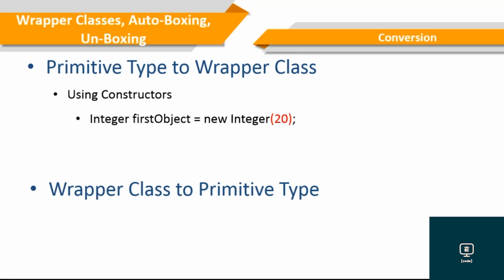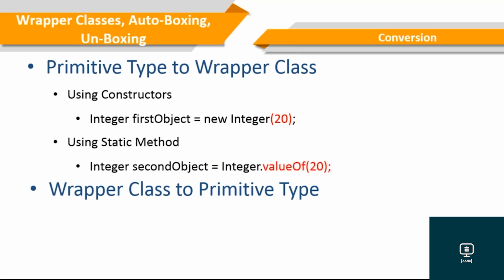The second way is using a static method of the wrapper class. As you see in the example, we use the valueOf static method of the Integer class to convert the int primitive type to the Integer wrapper class. The valueOf method returns an instance representing the specified int value.